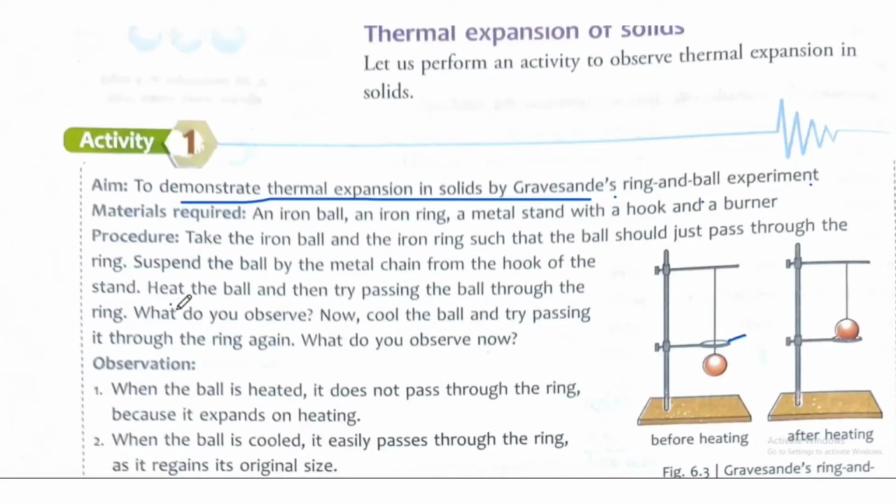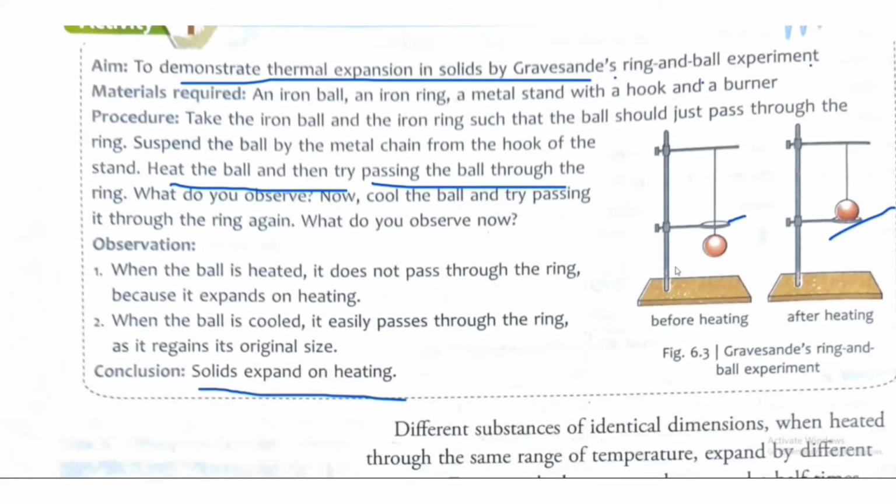If the ball is heated for some time and then again it is tried to pass through the same ring, it will be observed that the ball is not passing through the ring. Why? Because the ball expanded on heating, that's why it is not passing through the ring which it previously passed through when it was cold. So if this ball is cooled down again, it will again pass through the ring. So this experiment proves that solids expand on heating.